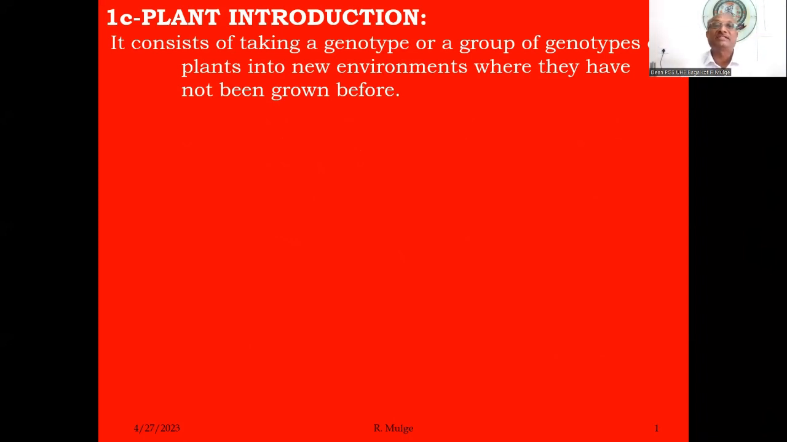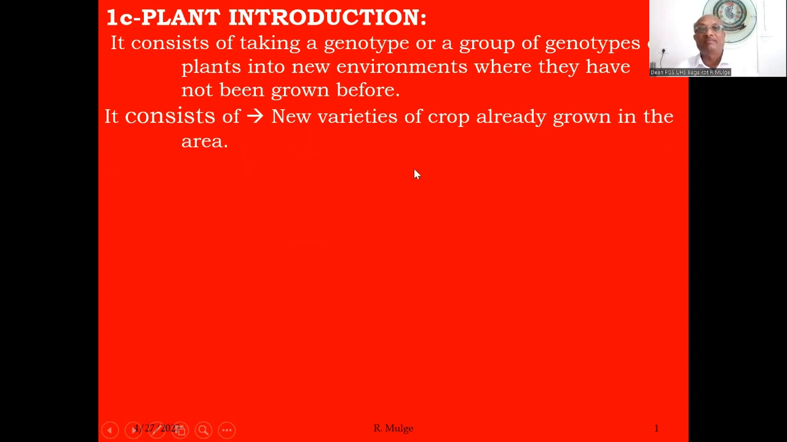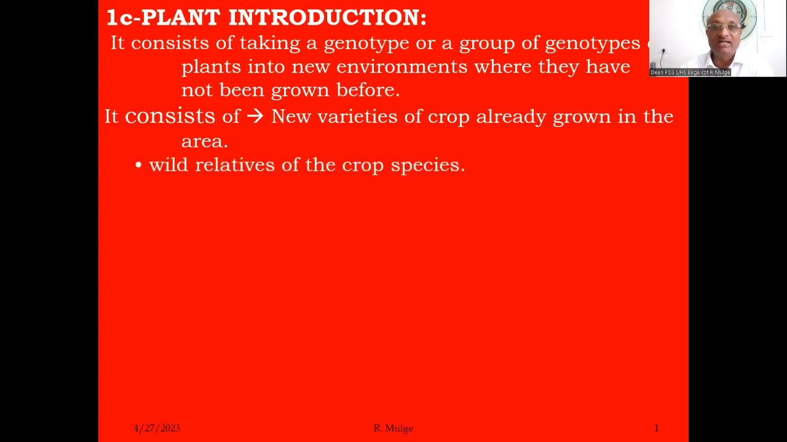So plant introduction consists of taking a genotype or a group of genotypes of plants into new environments where they have not been grown before. Any kind of new environment. You can also introduce new varieties of a crop already grown in the area. That means the crop is being grown in this new area, but this variety is not.